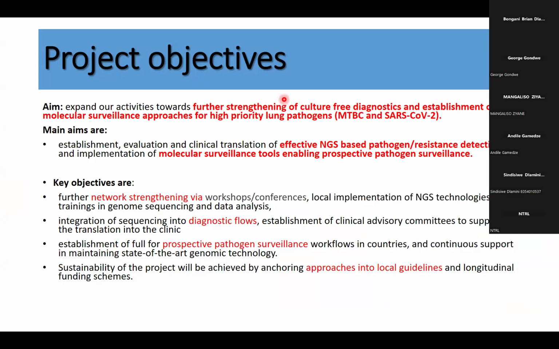So basically, we want to assist the Ministry of Health in strengthening the detection of drug resistance, basically for MTB, and also to support the surveillance system. We've got some key objectives. It's about strengthening the network. We want to adopt some diagnostic workflows and also focus on prospective pathogen surveillance. And lastly, we want the data that we generate from the project to be adopted in local guidelines.